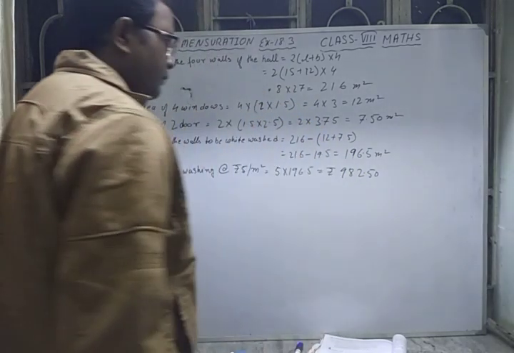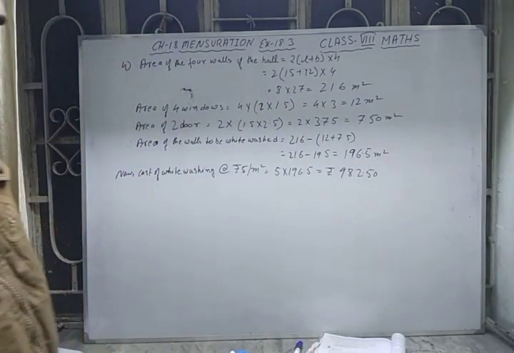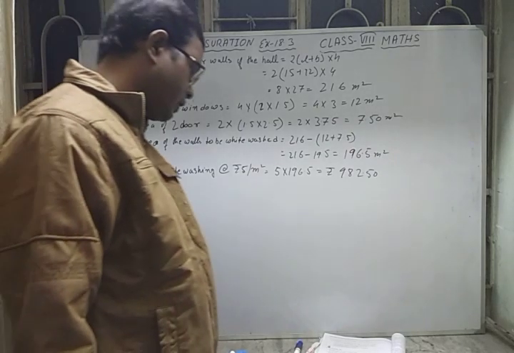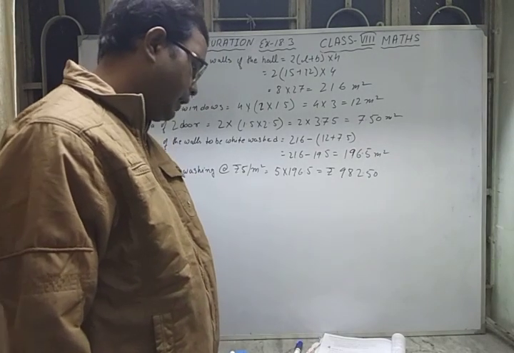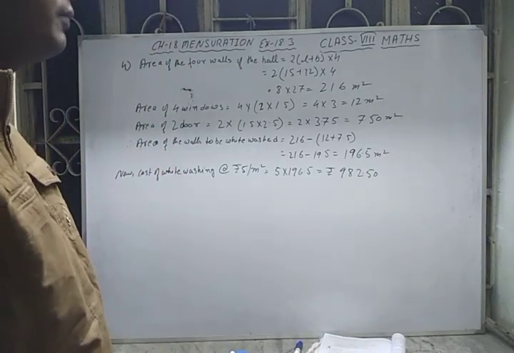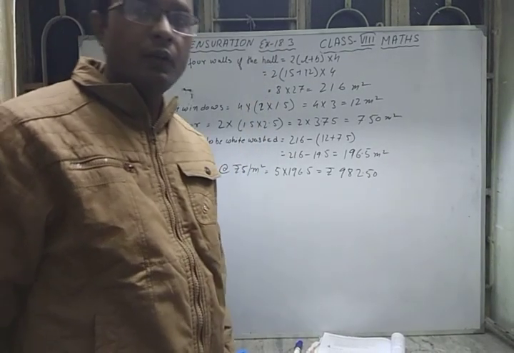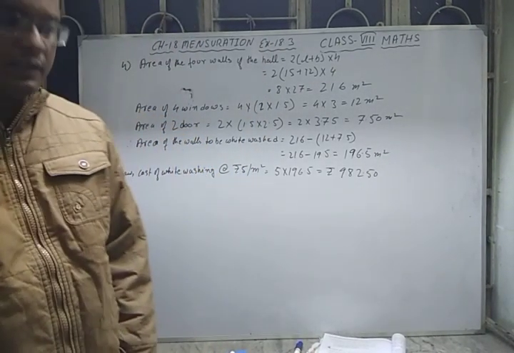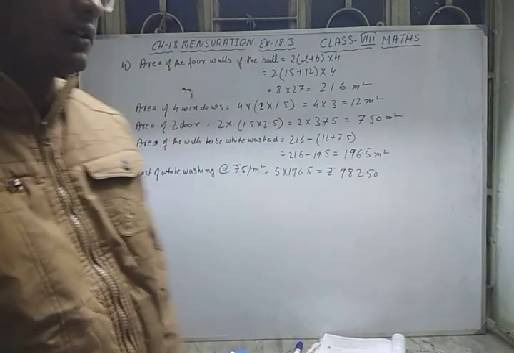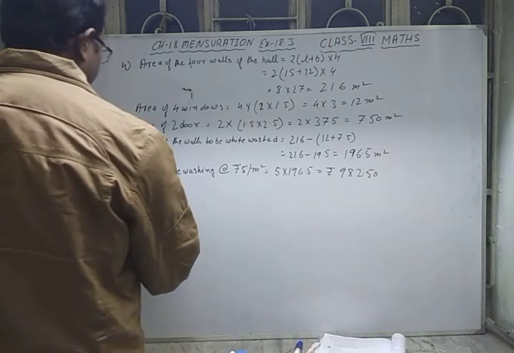This is the cost of whitewashing of the total four walls. Now the second part of the question: what will be the cost of whitewashing if the ceiling of the hall is also whitewashed? Now you have to find the area of the ceiling. The ceiling is in the shape of the floor, and the ceiling and floor are always of the same measure. So if you find the area of the floor, you will get the area of the ceiling also.